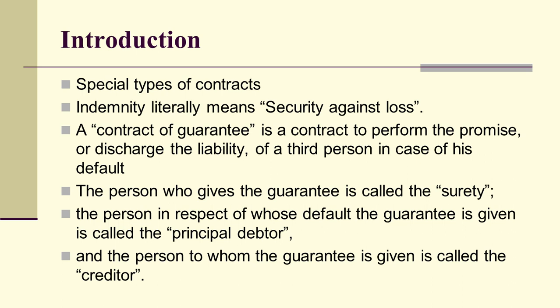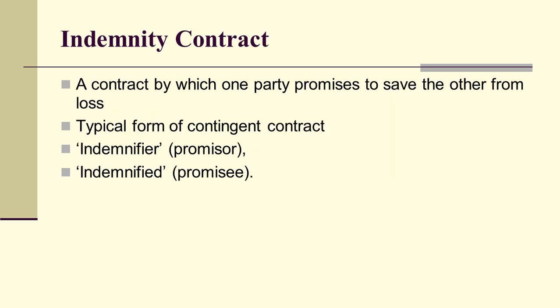The person in respect of whose default the guarantee is given is called the principal debtor. The person to whom the guarantee is given is called the creditor. So there are three persons in the contract of guarantee. First, we will study the indemnity contract.